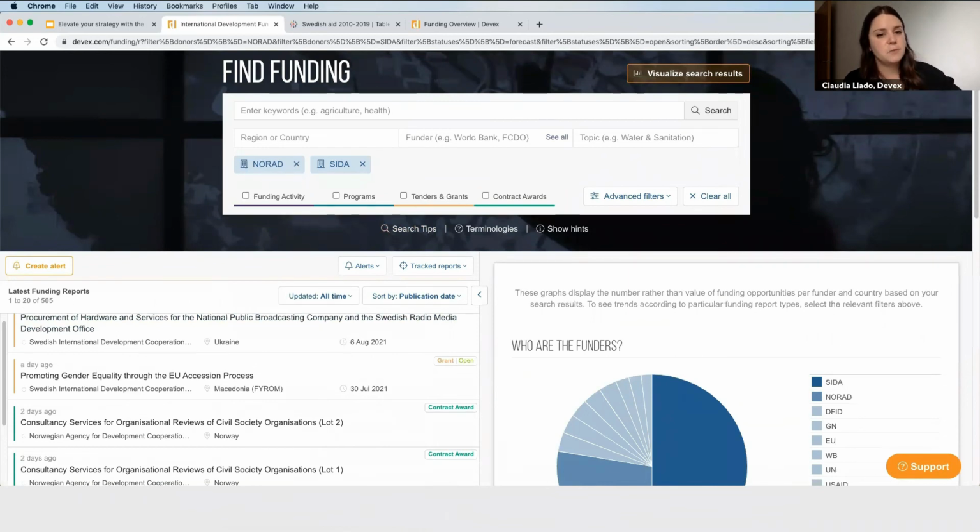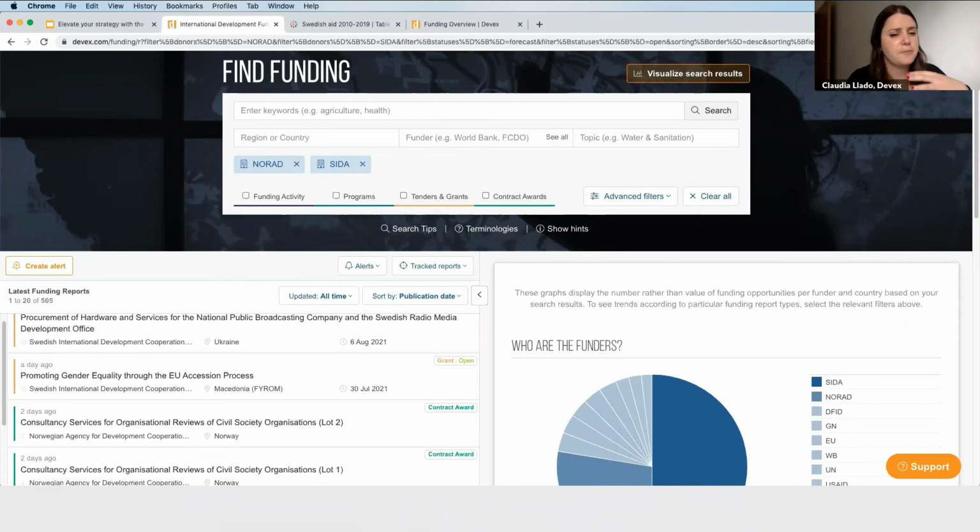Now, just this week, the team has produced an analysis on trends in Norwegian aid, as well as an analysis of Norwegian aid's top 10 partners in the last 3 years. NORAD, in fact, has recently published their 2030 strategy, and the analysis gives organizations an overview of how NORAD's budget has increased and which countries and sectors they'll be prioritizing.